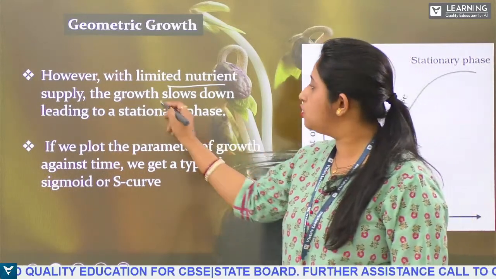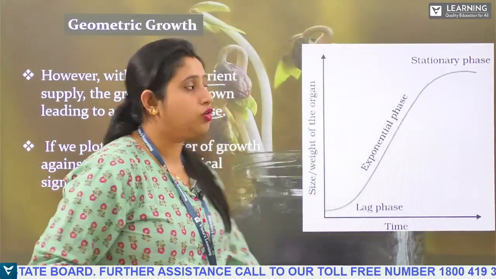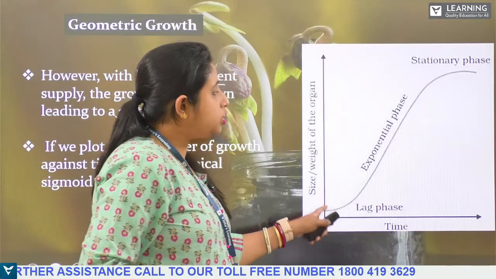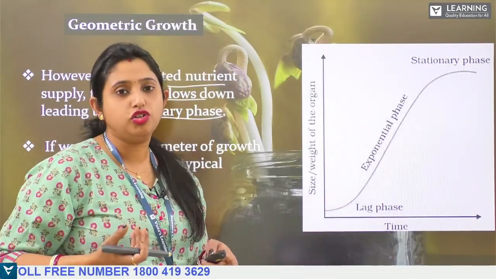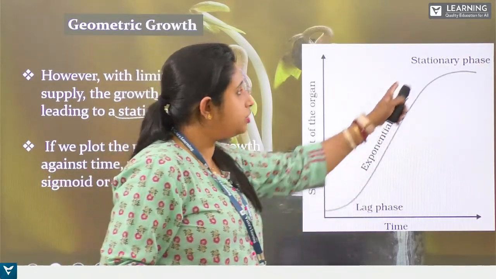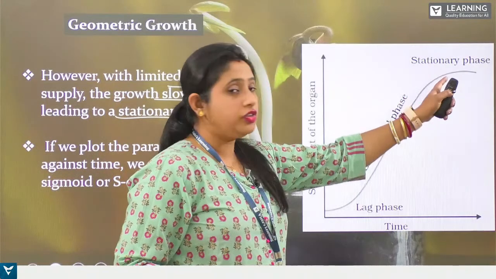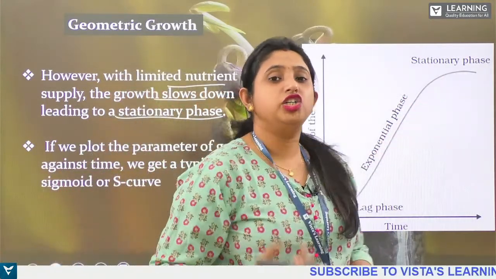The growth will slow down, okay? And this will lead to a stationary phase where no more growth will take place. So growth depends on the nutrition, right? Whenever an organism is getting more nutrition, the growth will be faster in the exponential phase, and whenever there is limited nutrition, they will reach a particular saturation period that is called the stationary phase.